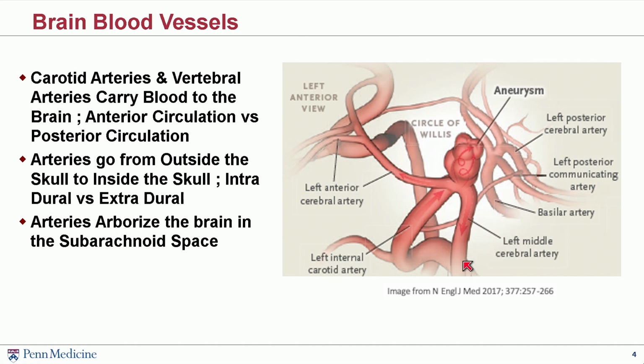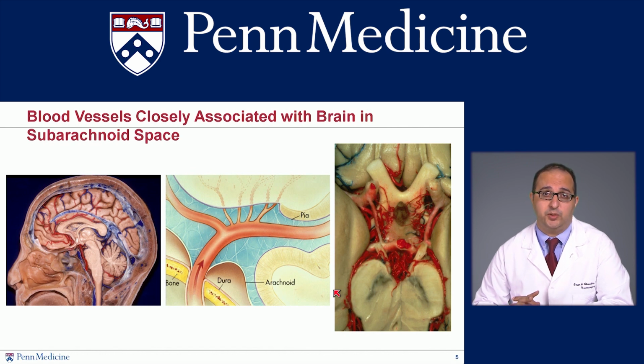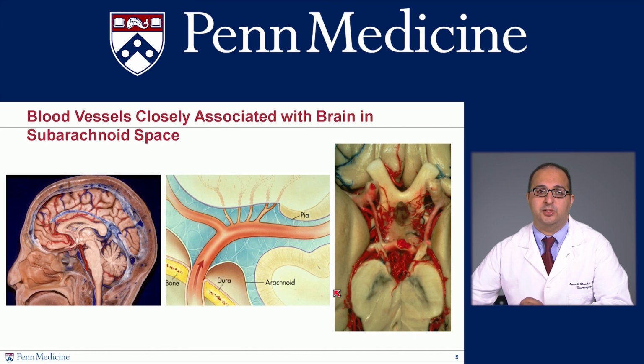Now, it's important to know that these arteries in the brain essentially start off at the level of the heart, and then they divide, they go up the neck, and ultimately end up in the brain. So the location or where exactly the aneurysm is forming along this course is very important, because that determines what exactly it means in terms of its repercussions if it bleeds. These blood vessels, as mentioned, are very closely associated with the brain, and they travel in a special space which is called the subarachnoid space.